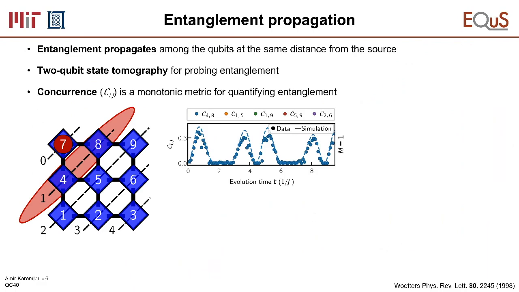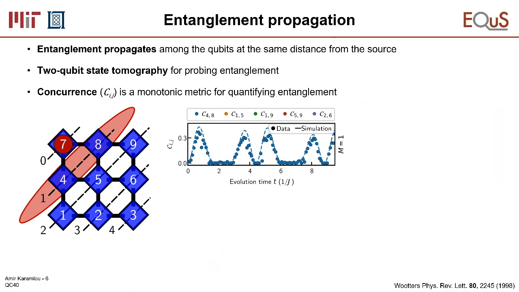We observe that the concurrence peaks at different times, and those are the times when the particle is propagating through the qubits at that specific distance in the lattice, and then it falls as the particle wave function fully exits those qubits.